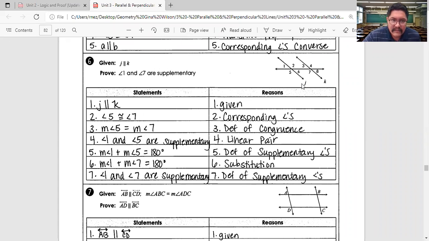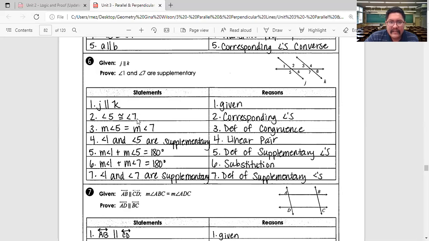So number 6. We're using this figure here. We know that J and K are parallel, so that takes care of that. We want to prove that angle 1 and angle 7, these two here, are supplementary. So J and K are parallel because that is a given. They told us that.